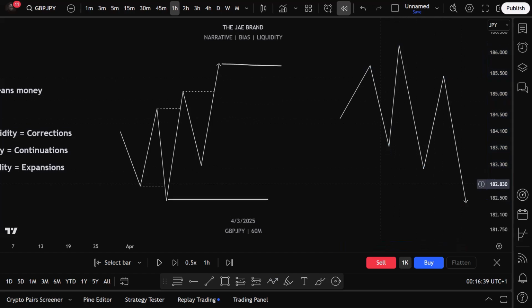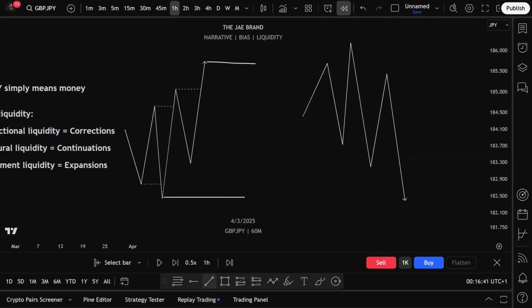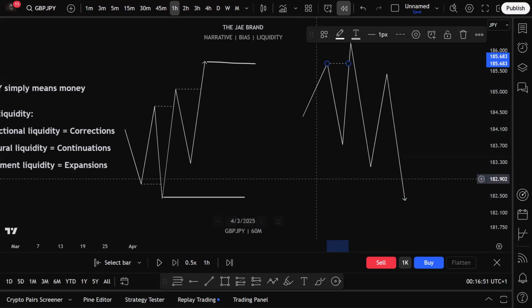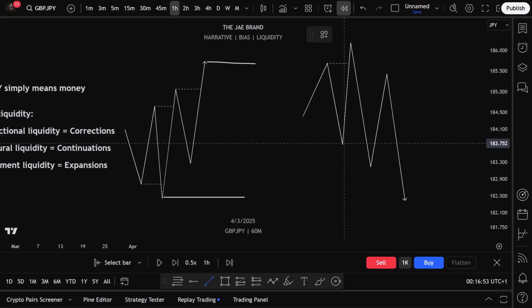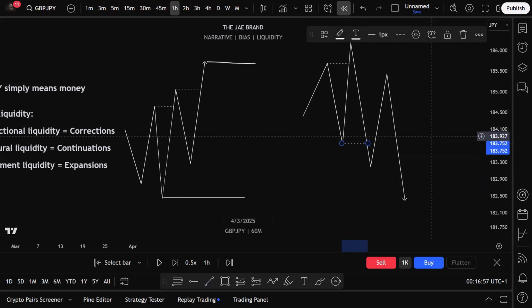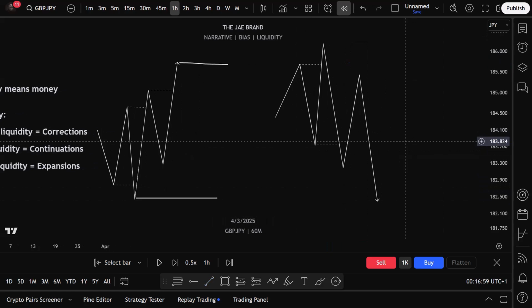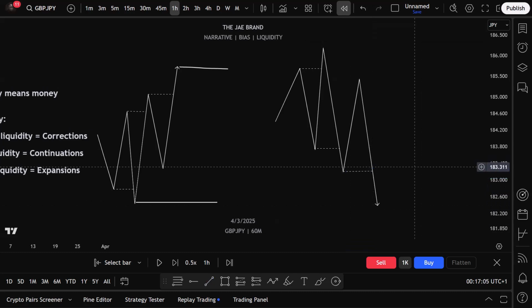So this is the sweep of this high, sweep of this high, and then we have the break of this low, which is transactional liquidity that has been taken. Okay, and we have another transactional liquidity taken. So what are we expecting price to do?